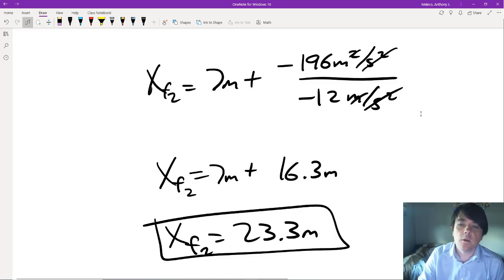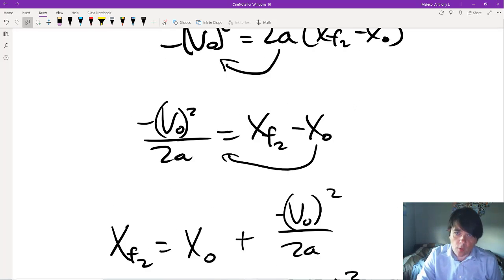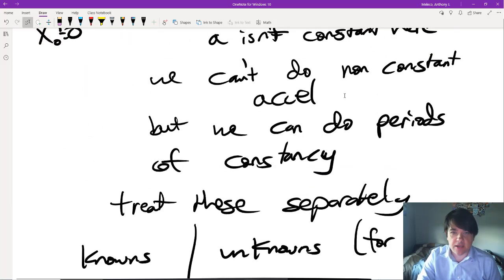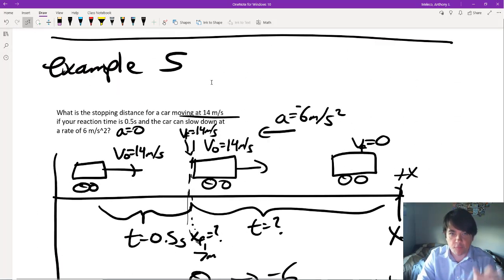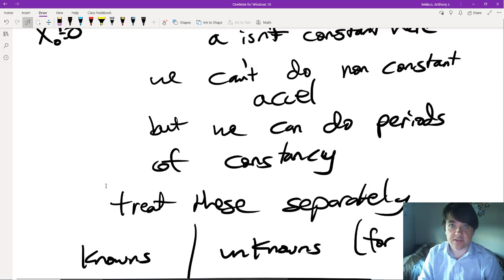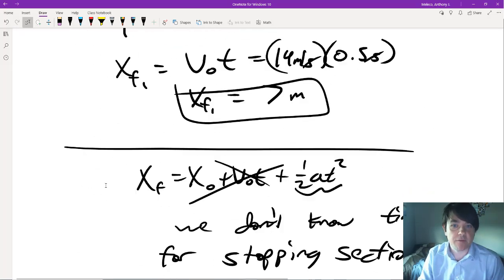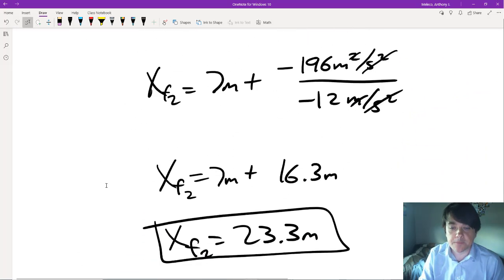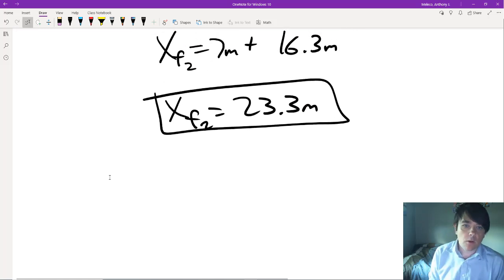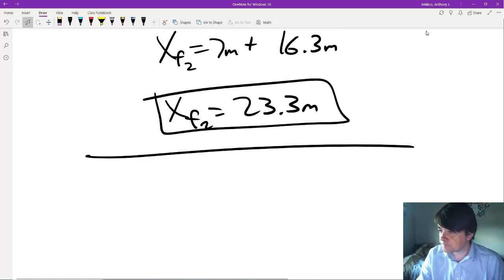So this is how you handle types of questions where you have different accelerations going on. If you encounter a problem where you have different accelerations, treat them separately. Do one at a time, where you have periods of constant acceleration, and you'll still be able to solve it with the tools provided. We have one more problem to do.